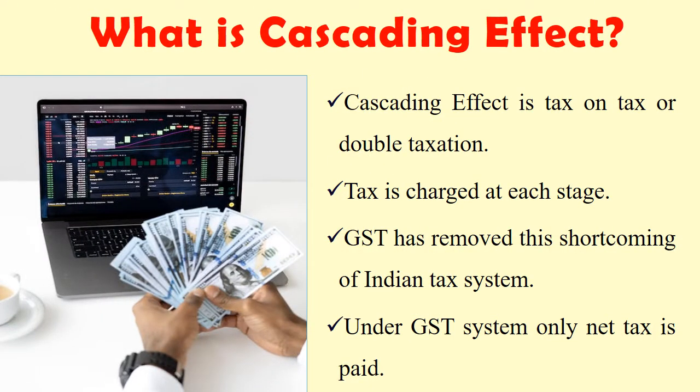So what is cascading effect? It is basically the double taxation process, or we can say that in cascading system there is tax on tax. That is, tax is charged at each stage while the product goes from the manufacturer to the wholesaler to the retailer then to the consumer. So this effect is removed with the implementation of GST, as the seller has to only pay the net tax and not the entire amount of tax. So we will discuss this in detail with the help of an example.